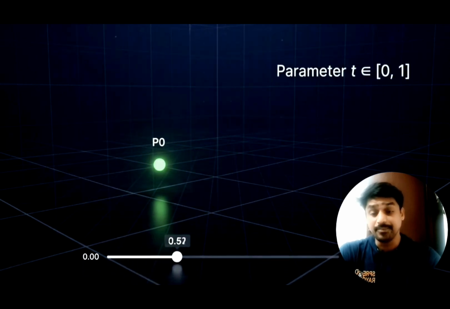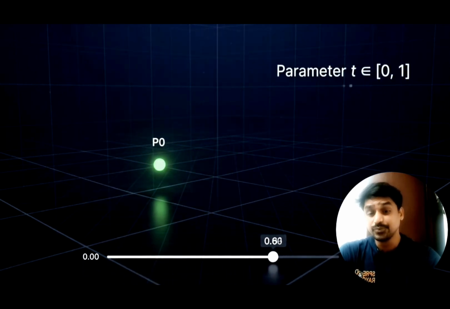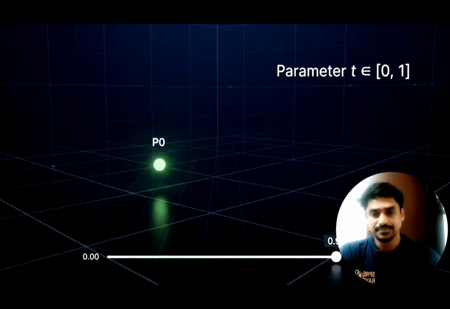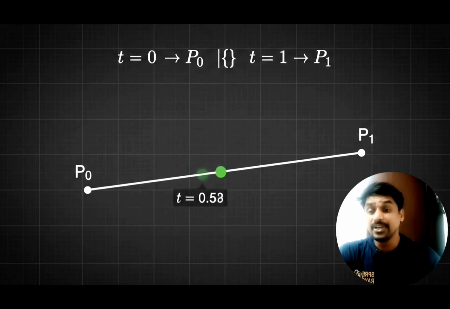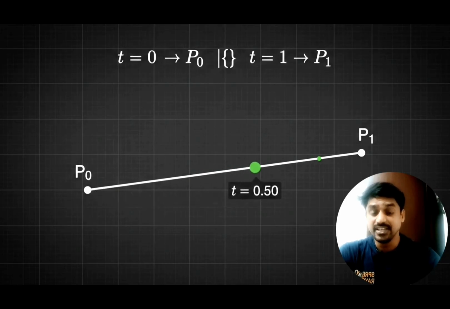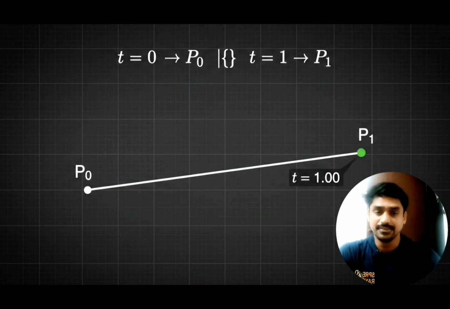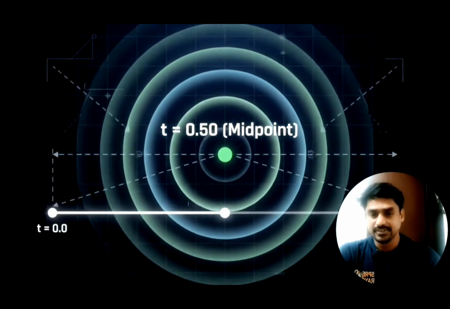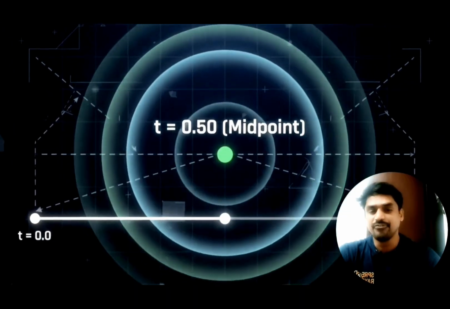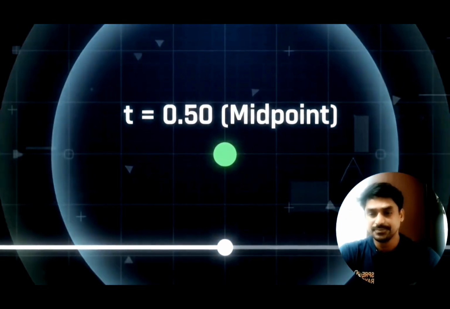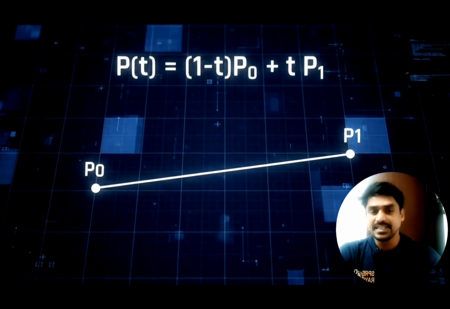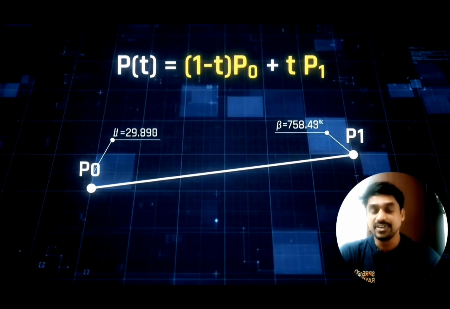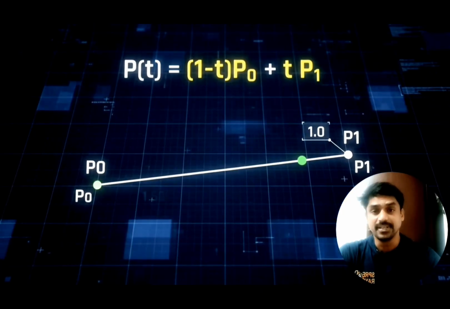Imagine introducing a time parameter t that moves smoothly from 0 to 1. When t is 0, we are at point P0. When t is 1, we reach point P1. At t equals 0.5, we are positioned precisely halfway between both endpoints. This single equation gives us exact coordinates for any point along a straight line segment.